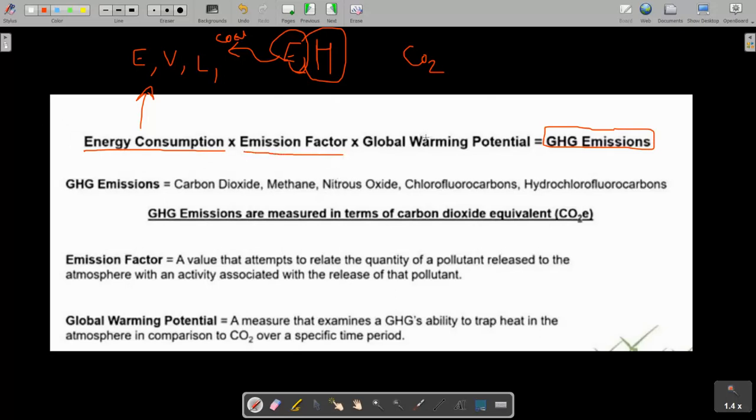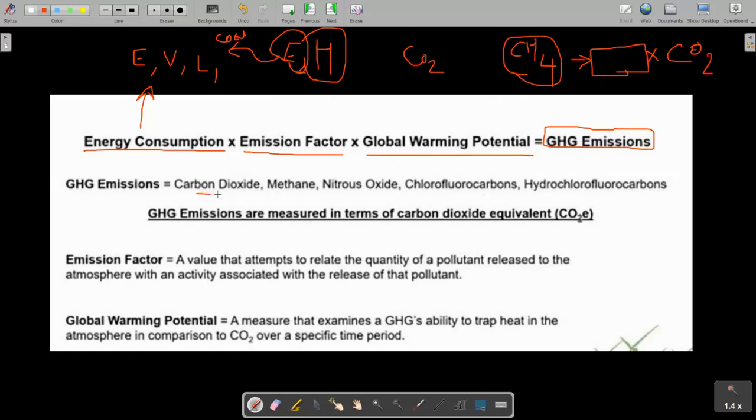Then, emission factor: for example, if by burning some fuel methane gas is produced, methane is also a global warming gas, but we are calculating in terms of carbon dioxide. To make an equivalence, we multiply with a factor known as the emission factor, because methane has more global warming potential than carbon dioxide. So we are multiplying with the emission factor and global warming potential.